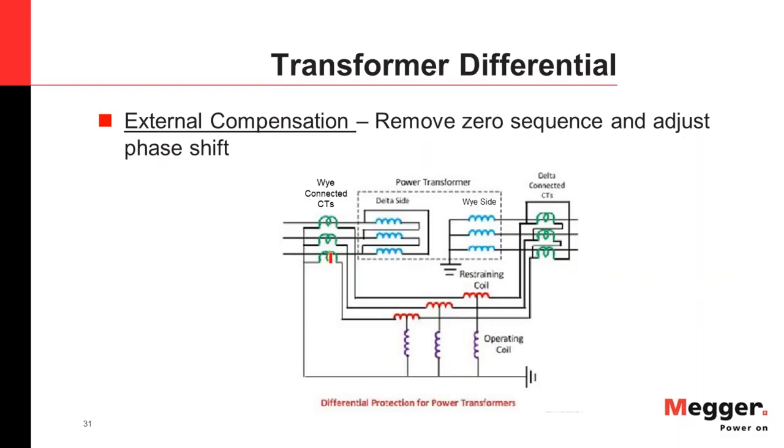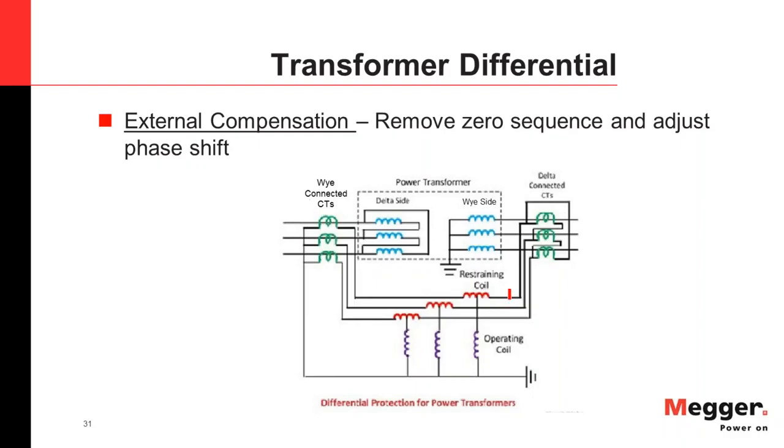Basically in the external compensation, what you're doing is you're having Y connected CTs on the side of the delta transformer, and you're having delta connected CTs on the Y side of the transformer. So you have Y grounded on both sides. This Y is grounded here, solidly grounded, and this Y is grounded here. So in both the loops, now I have zero sequence current flowing.